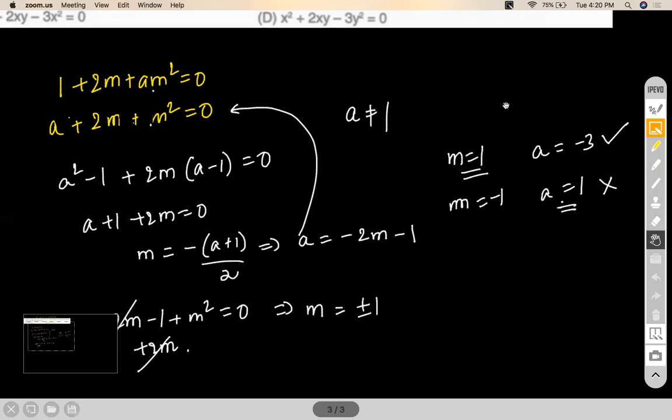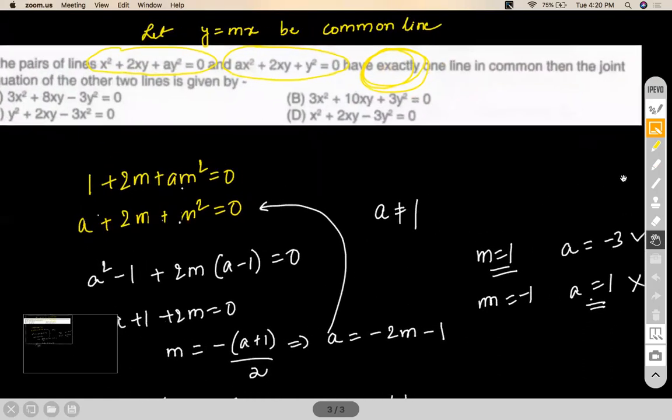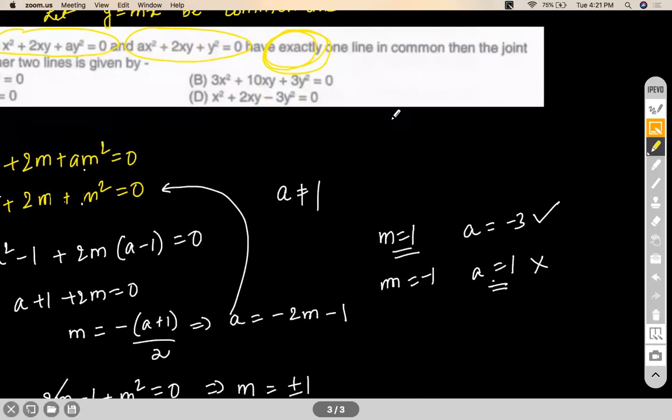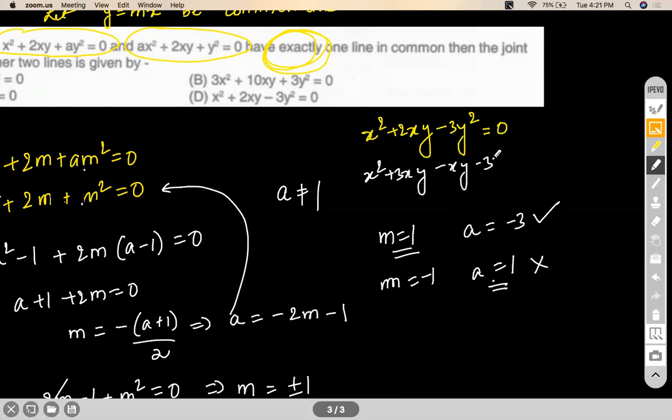Okay. So now when a is minus 3, let us look into these lines. So x square plus 2xy minus 3y square. How would this get factorized? Can I factorize this? Yes, of course we can. x square plus 3xy minus xy minus 3y square. So you can take x common, x plus 3y, take minus y common, x plus 3y. So basically you'll have x minus y times x plus 3y equal to 0.